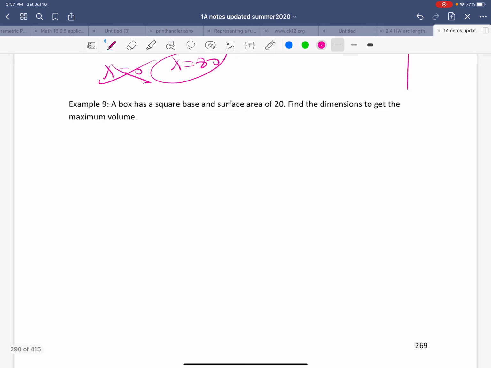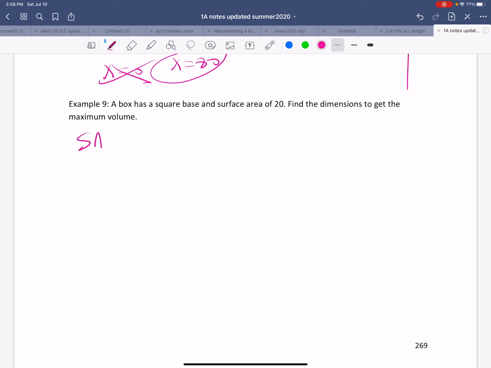A box has a square base and a surface area of 20. Find the dimensions to get the maximum volume. Sometimes they give you a problem where you have a piece of cardboard and you want to cut the ends to find the maximum volume. In that case, we use the same strategy: use the given information to express the function that you want to maximize or minimize in terms of one variable only, and then find the derivative and set the derivative equal to 0.